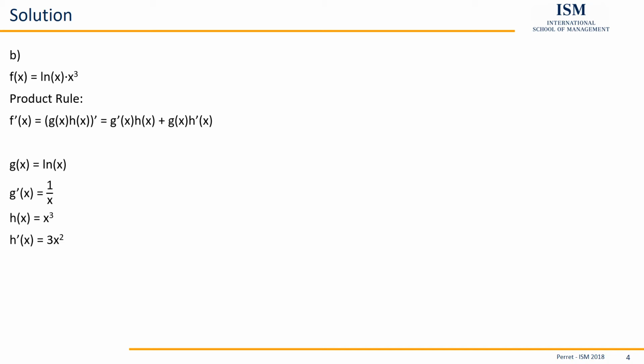Then we just have to plug all of this together. First we take the derivative of g, that's 1 by x, multiply this with h, that's x to the power of 3, plus g, that's ln of x, times the derivative of h, that's 3 times x to the power of 2. So here we have x to the power of 3 divided by x, which is basically x squared, plus the logarithm of x times 3x squared. In both cases we have an x squared, so we can factor this out, making our function a bit easier. So it's x squared times, in parentheses, 1 plus 3 ln x. And this already concludes the second of the three functions.